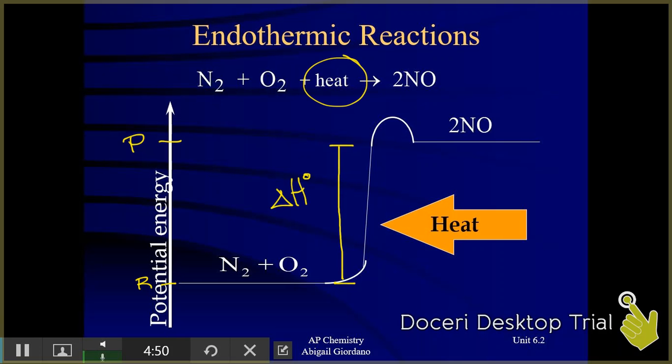It's still going to be products minus reactants, but this time the products are higher. Products minus reactants, that's going to give me a positive answer. And we saw that in the last lesson, that endothermic reactions have positive delta H values. So we're seeing this general uphill curve. That's indicative of an endothermic curve. Heat is flowing from the surroundings into the system.